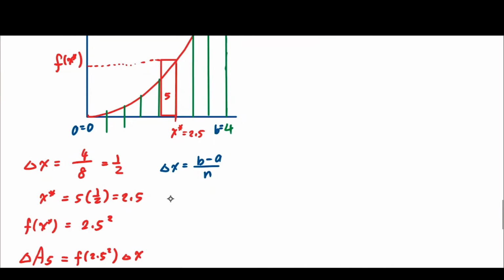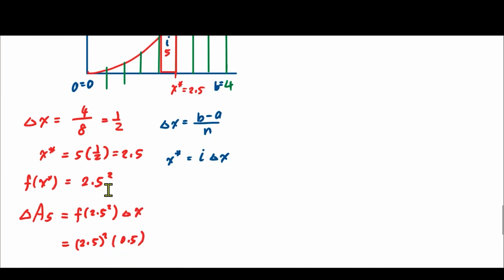Now x asterisk then has to be, this is rectangle number i, so i times delta x. Good. In our case, it happens to be 1/2. So we got 2.5. You with me? And this is just x squared. So in our case, f of x asterisk should be x asterisk squared.